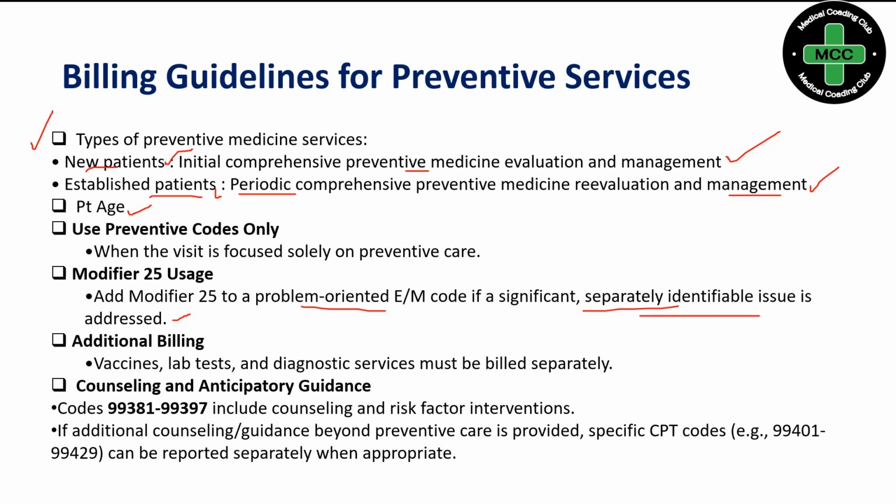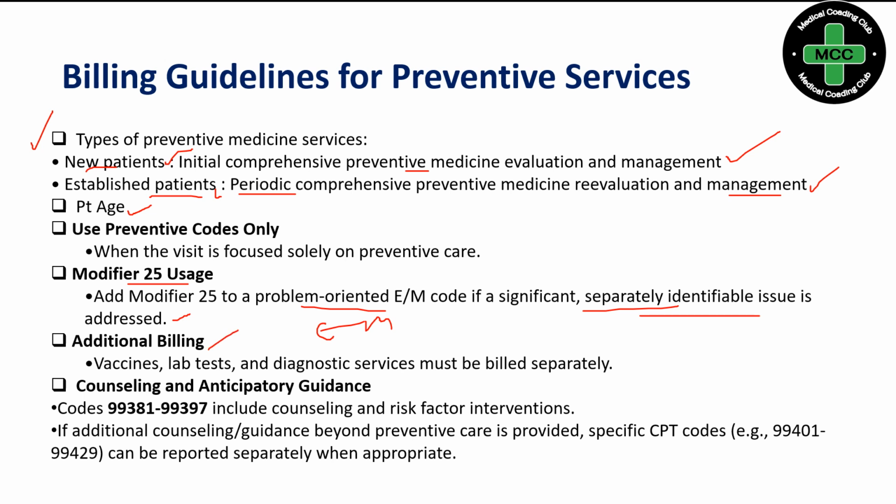One is the preventive E and M, and with that we can also use the office or outpatient E and M accordingly, and we will use the 25 modifier. While giving the 25 modifier between these two E and M codes, make sure we give the 25 modifier with the office or outpatient E and M only, not with the preventive service.